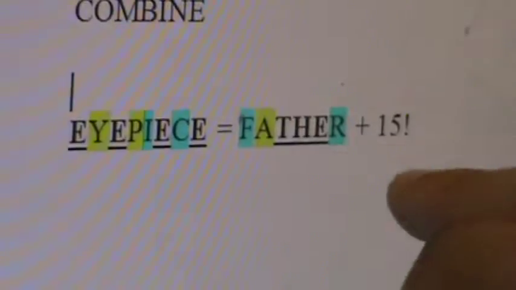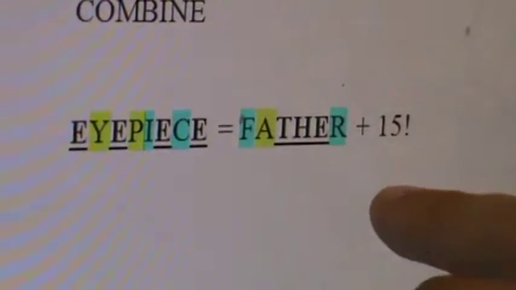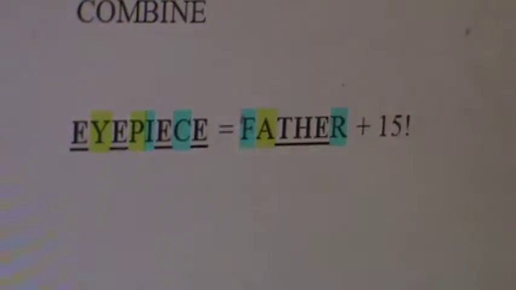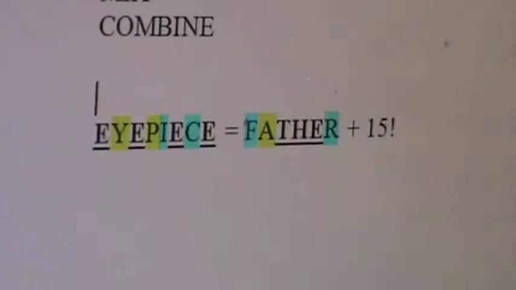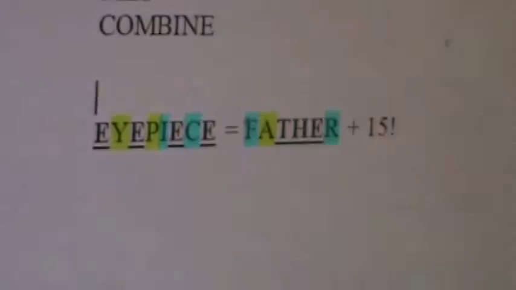And there it is. Father is on top. Father wins. Father is on top of everything. God the Father is on top. Okay? He's even on top. He's even above Jesus Christ the Son. Jesus told us that. Okay? Father, eyepiece. Father on top. Wow.